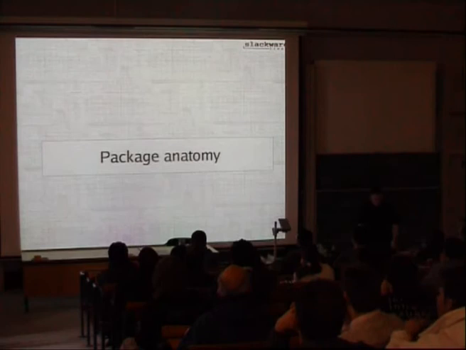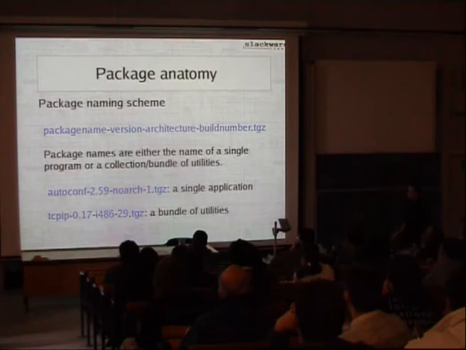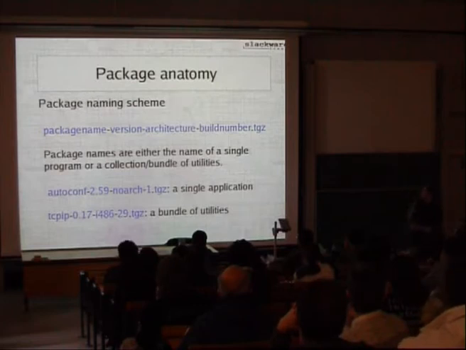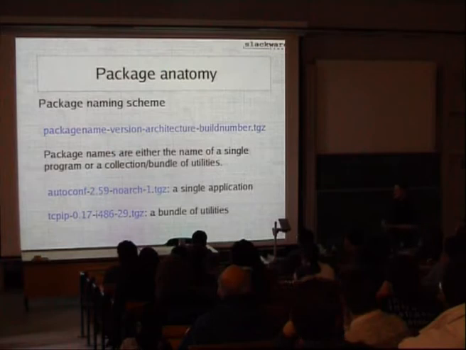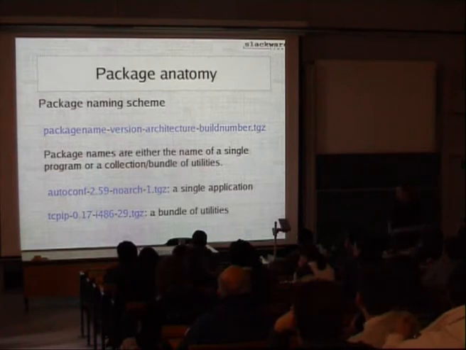Well, let's have a look at the package anatomy. So this is names of packages, version, build, and so on. So the package naming scheme, as you may see, is fairly familiar. It's probably familiar to you. It's pretty similar to most other distributions. So it's package name, Python, version number, architecture, build number, .tgz.